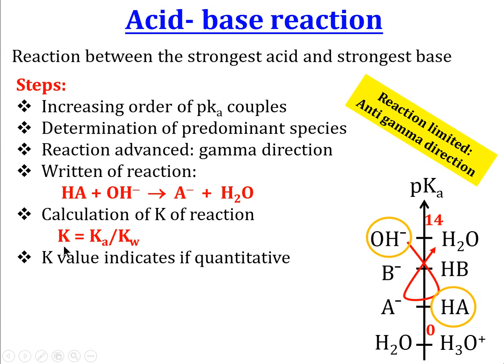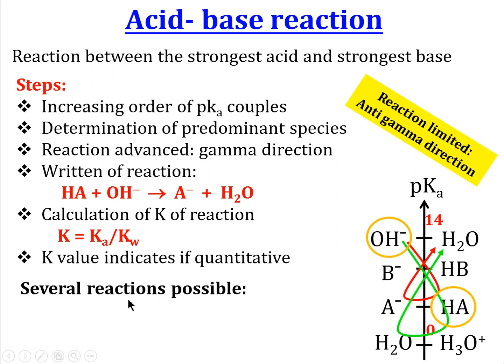The value of K will indicate if our reaction is complete or not, or quantitative or not. In this example, the stoichiometry is 1, 1, 1, 1. So if K is greater than 10^4, this reaction is quantitative, or if K is greater than 10^6, this reaction is complete.